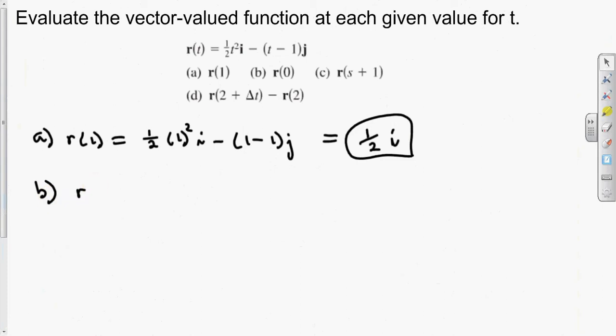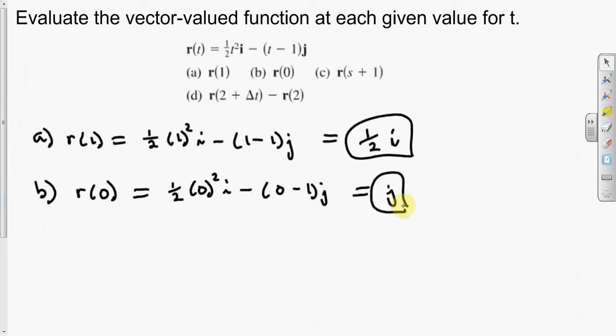Part B, r of 0. So this is 1/2 times 0 squared i minus 0 minus 1 times j. Well, the i term goes out because that's just 0 times it. And then this j term is negative times a negative. It's just 1j. You can just write j. Yes, sir. r evaluated at 1, t is equal to 1. Yes, sir.